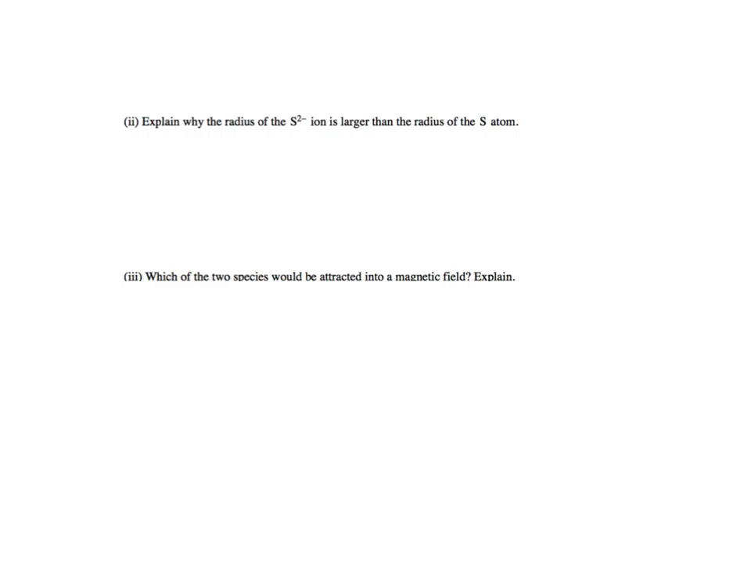Part 2 wants to know why the radius of the S2 minus ion is larger than the radius of the sulfur atom. So here's what you can't say for an answer. You can't say that when atoms gain electrons, they become larger. That's really considered just a restatement of the fact that was already given. So you need to put your answer in terms of greater repulsion, same nuclear charge, but greater repulsion between the electrons.